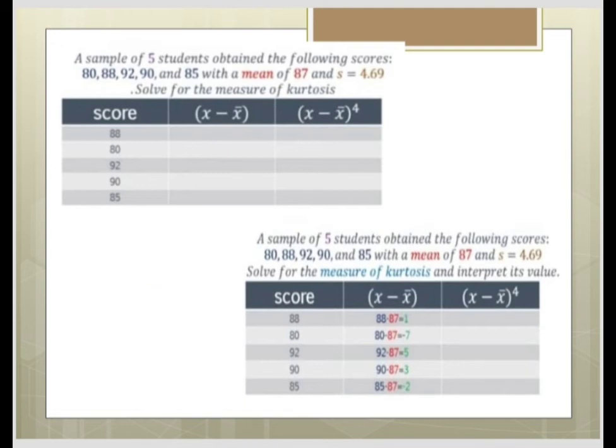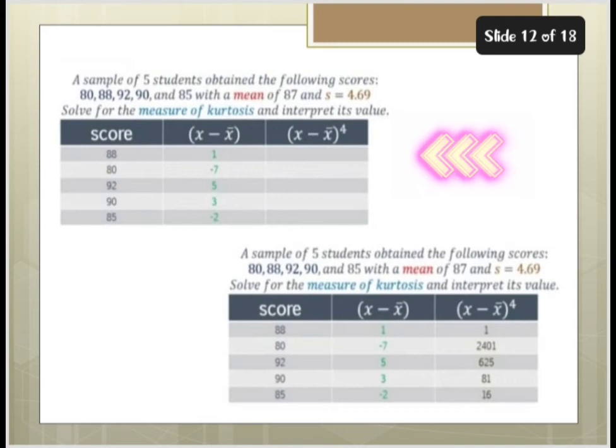Let's have another column. We will get the fourth power of each. The fourth power of 1 will be 1. Next is negative 7, which will be 2,401. Next, the fourth power of 5 will be 625. Next, the fourth power of 3 will be 81. Next, the fourth power of negative 2 will be 16.